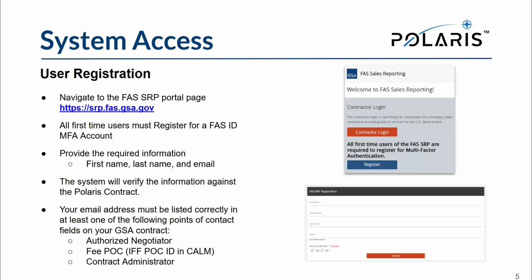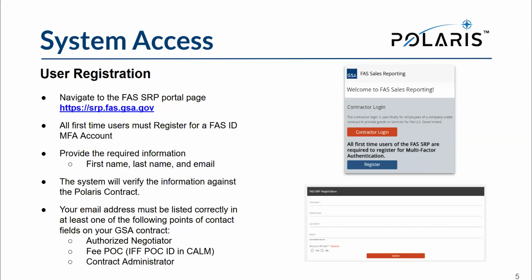To register, navigate to the FAS SRP portal page at srp.fas.gsa.gov, which has been hyperlinked in this slide. All first-time users must register for a FAS ID multi-factor authentication account. To begin that process, click on the register button highlighted in blue in the chart to the right, and you'll be redirected to the form where you will enter the required information, then click submit.